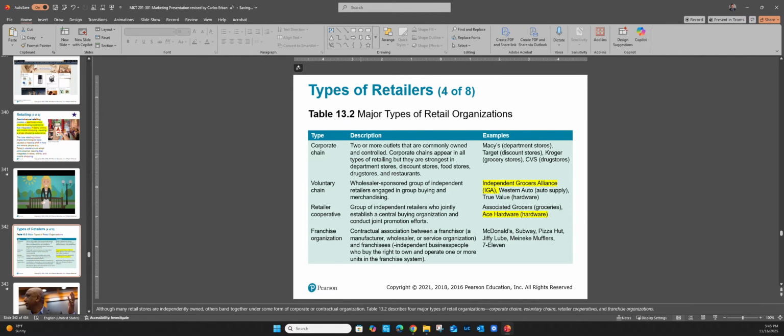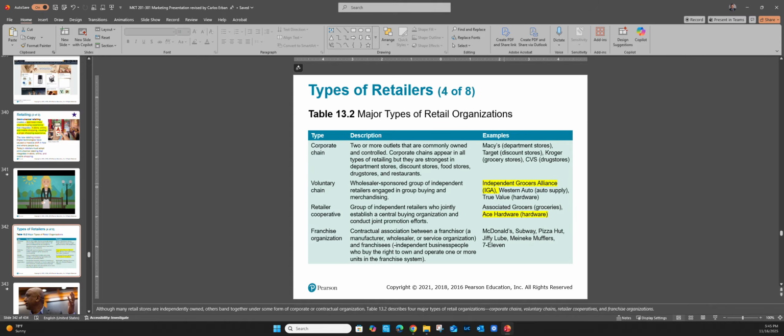So, different types of retailers. We have big chains, right? Target, Kroger. Voluntary chains. I don't like this name, but usually these are independents. They're called independents. So this is what I was talking about, like cooperatives, okay? And sorry, these are independent groups, and then you have cooperatives. So independents can be grouped in different ways.